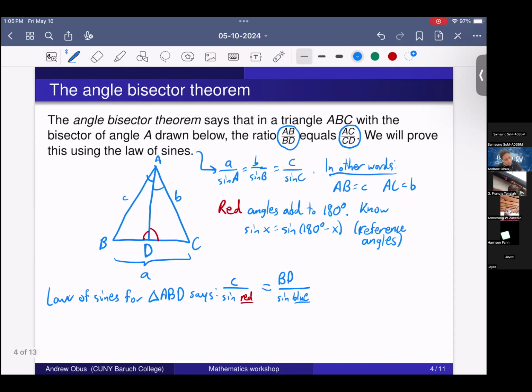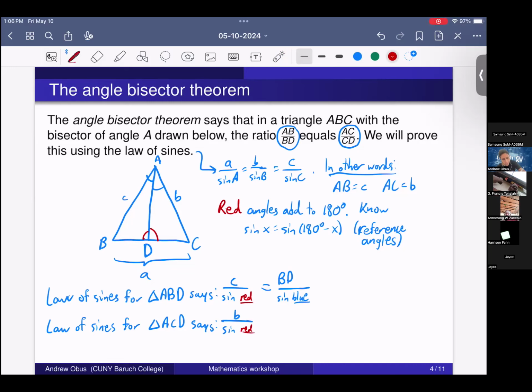Okay, so what about the law of sines for triangle ACD? Well, this says that B over the sine of the red angle, right? That's B over here over the sine of the red angle, is equal to, well, we have CD over the sine of the blue angle. Right, this is CD over sine of the blue angle, that's the opposite angle, and this is B over sine of the red angle.